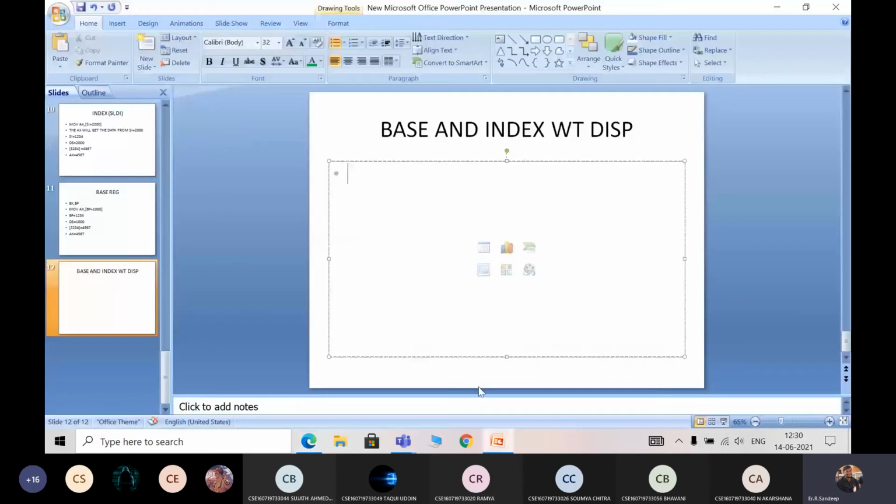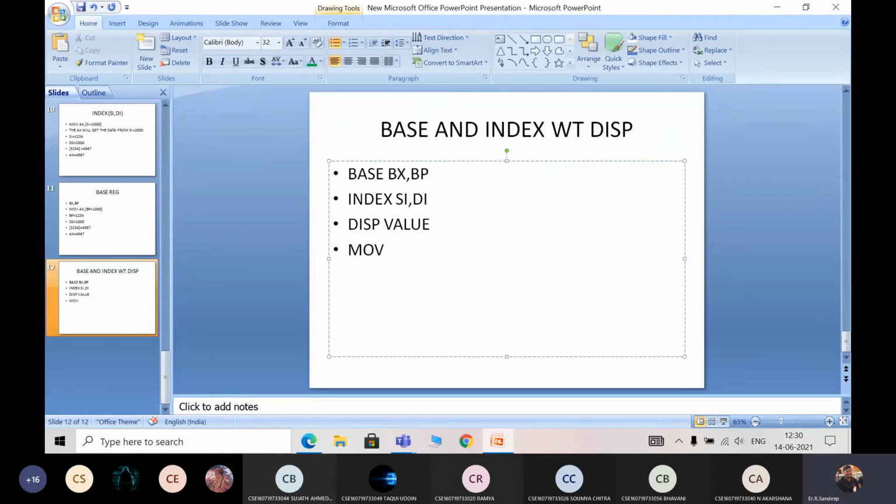So the example is like this: MOV. First of all, you need to understand what are the possible registers you can take from here. For base register, BX, BP. For index register, SI, DI, and displacement some value. So now we are joining all of this. For example, MOV AL, join all of this: BX plus SI plus value, let us say 1000.